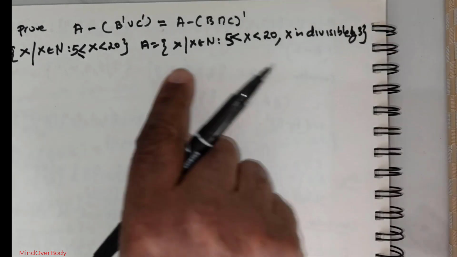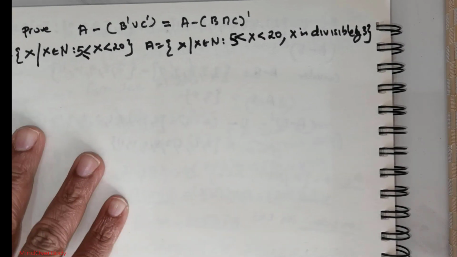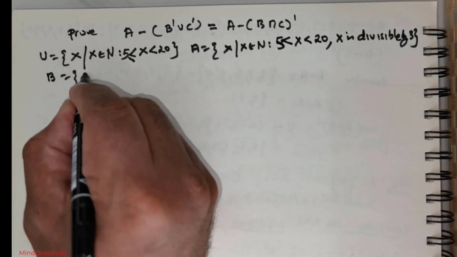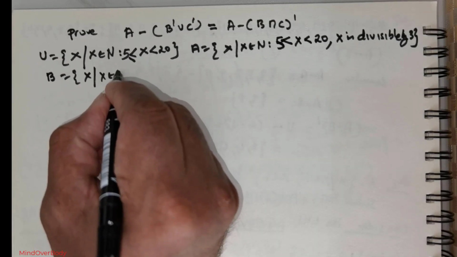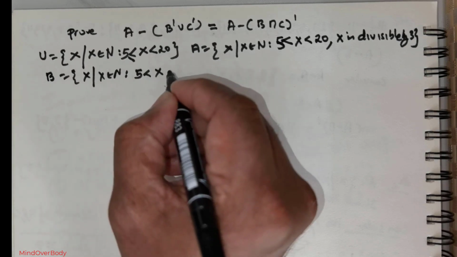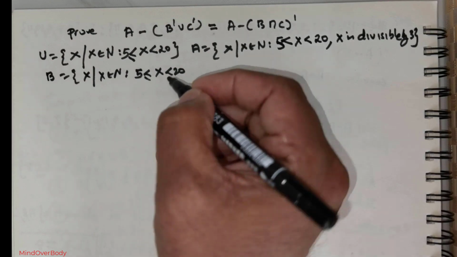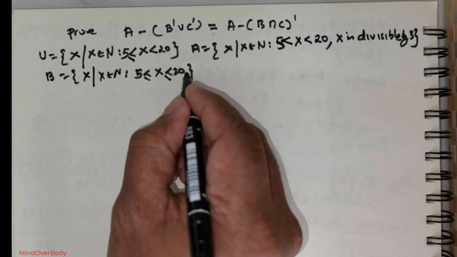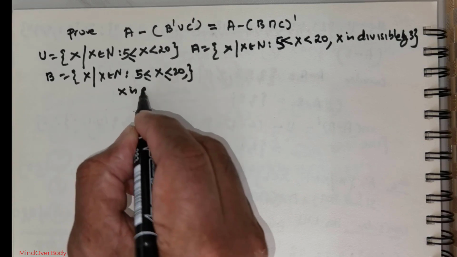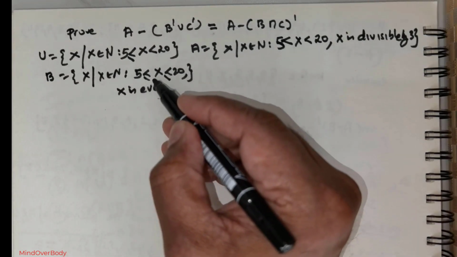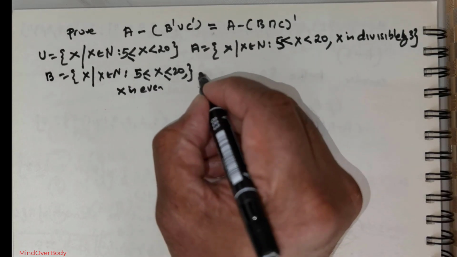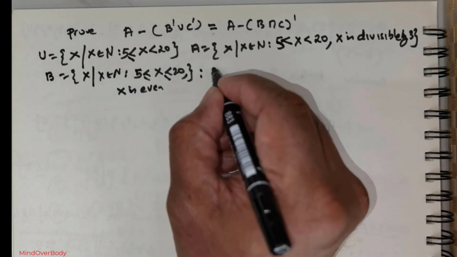Divisible by 3. So all these conditions have to be met by the set A, right? And for B, the collection of all x such that x is an element of natural numbers and x lies between 5 and 20, and one more condition: x is an even number. So x is greater than or equal to 5 but less than or equal to 20, and x should be even. So this is for B, and let's go for C.